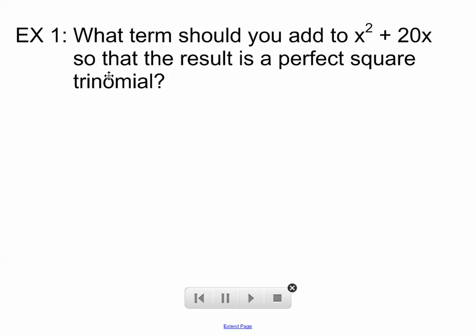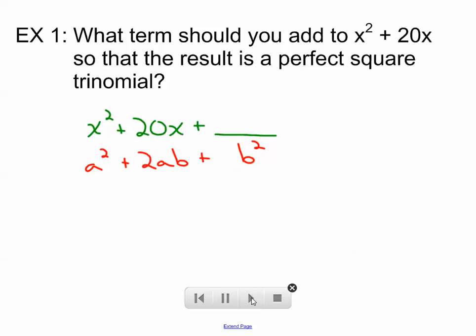Here's the first thing we need to know. If we've got an expression like x squared plus 20x, this question is asking us what term we should add to it so that the result is a perfect squared trinomial. This will make sense a little bit more after we move on to example 2, but here's what we're looking to do. We've got x squared plus 20x, and we're being asked what we should add to it so that it's a perfect square trinomial. Well, if it's a perfect square trinomial, it should fit this form.